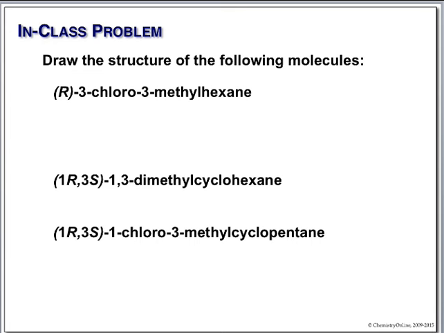Methyl group's going to be the lowest priority. Going to stick that to the back. If you draw it and it comes out backwards, simply reverse any two groups and it'll be the correct orientation. Here I put methyl back. Chlorine is our highest priority. Then the three carbon chain and the two carbon chain. This is our configuration.